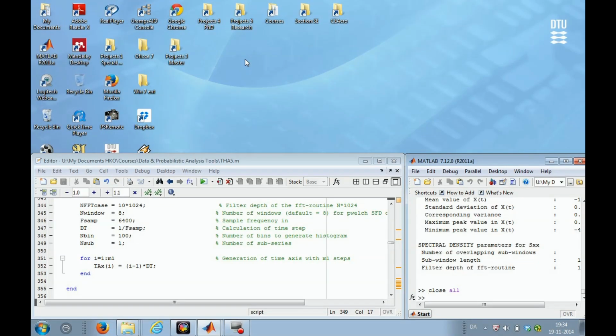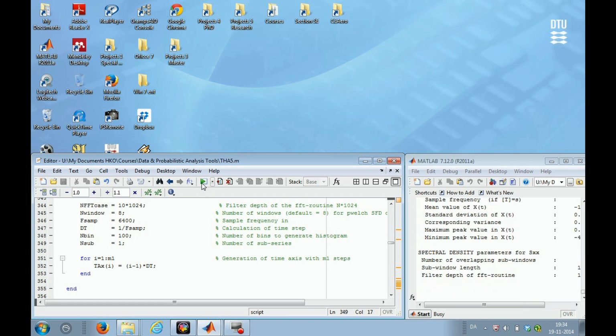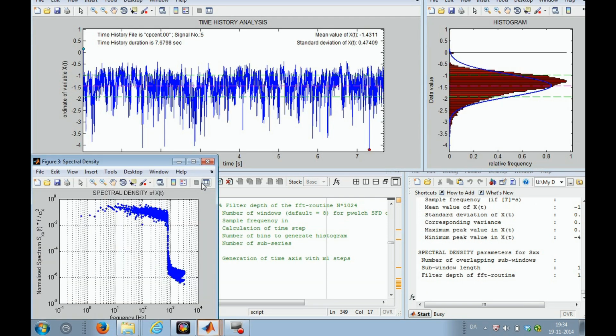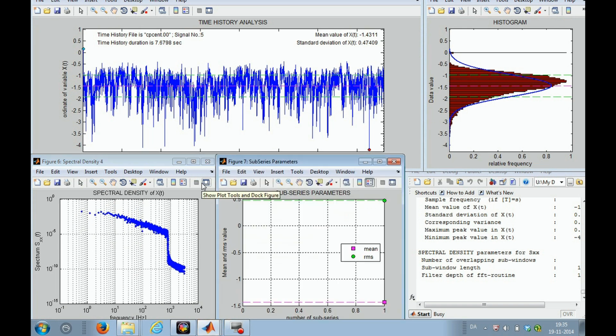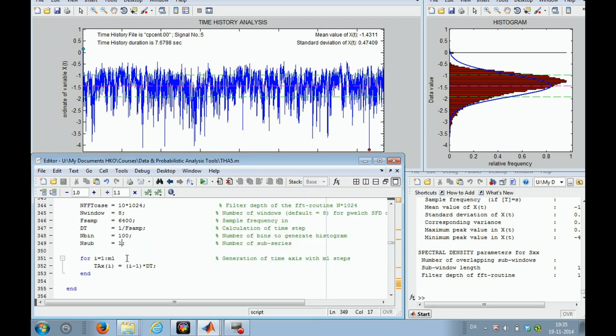And this is what you get when you run the script. First of all, it reads in all the data points. Then it gives you the window with the time series. The next one is the window with the histogram or the probability density. Then we have the spectral density and the window with the statistical data from the defined subseries. So what happens if we define several subseries apart from one? For example, we give here 20 subseries, save and run.